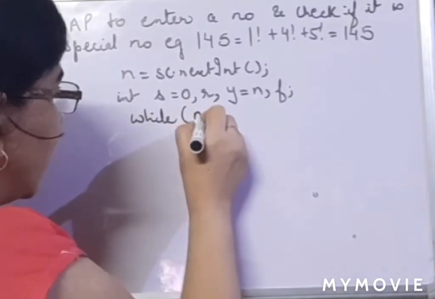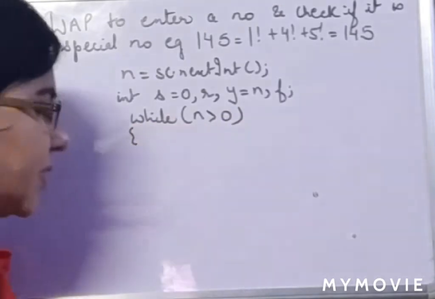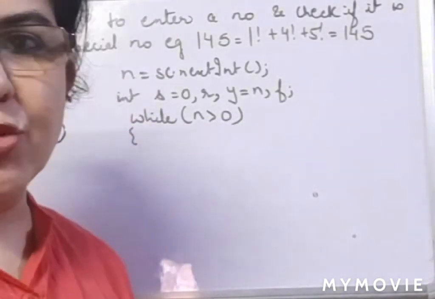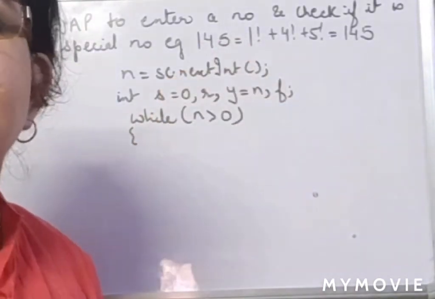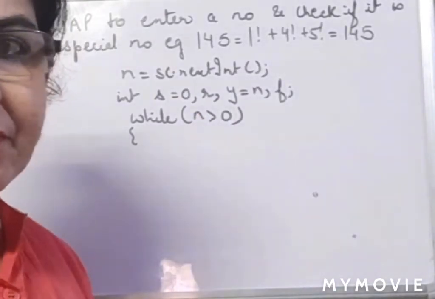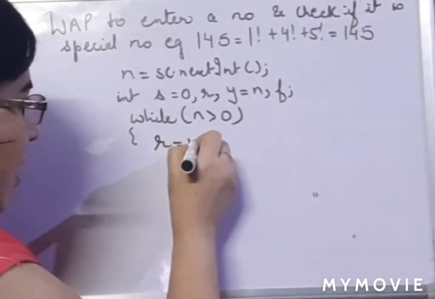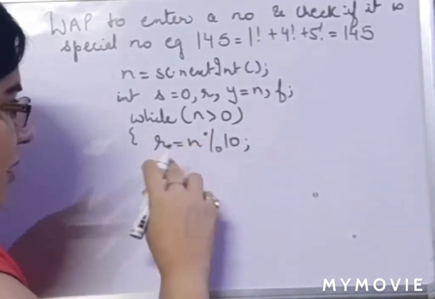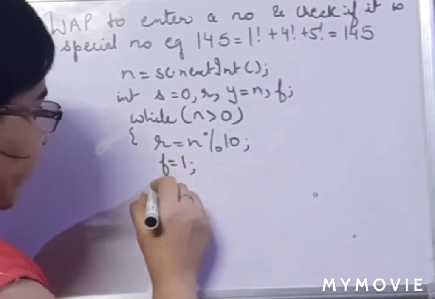Now what we have to do is extract one digit at a time while n is greater than 0. Why are we keeping this condition? Because we have to extract each and every digit of 145 till all the digits are separate. So till the number becomes 0, we have to keep on extracting. Then r is equal to n mod 10, f is equal to 1.